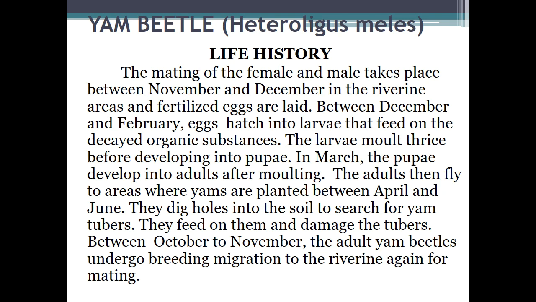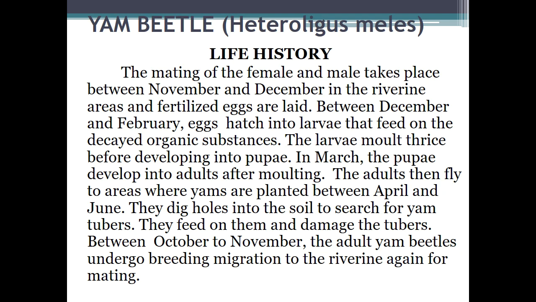The larvae molt thrice before developing into pupa. So the larvae will triple its size. It's going to molt thrice the size of the initial organism, and then it develops into a pupa.